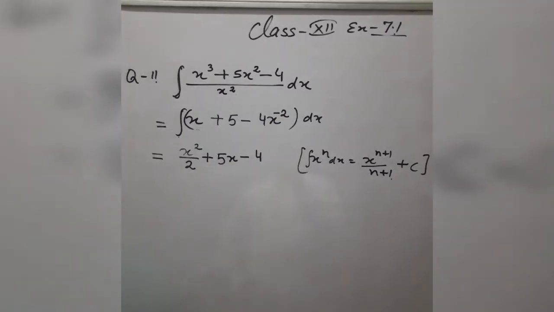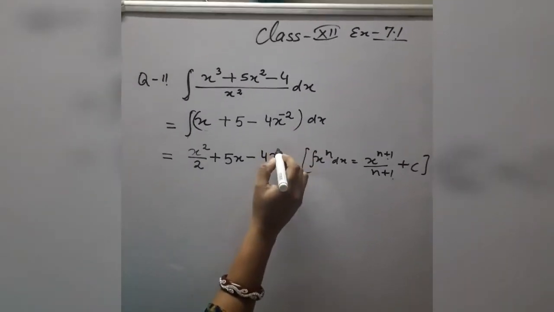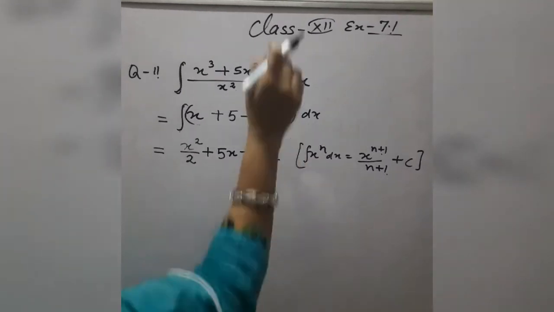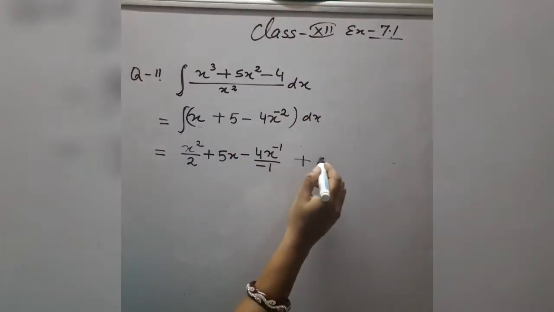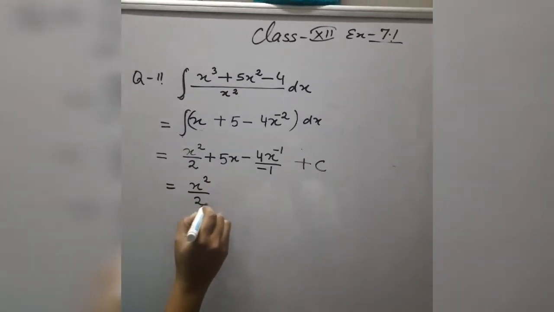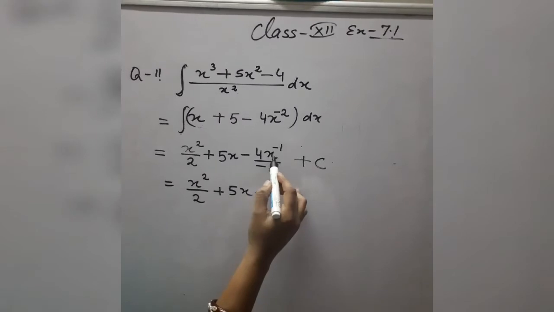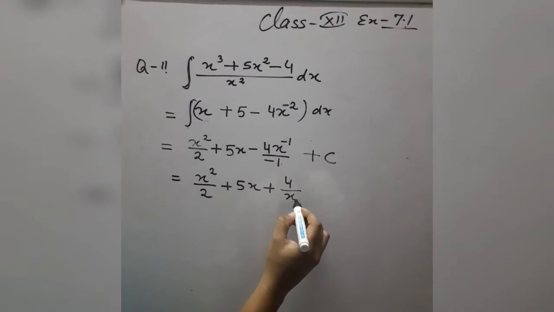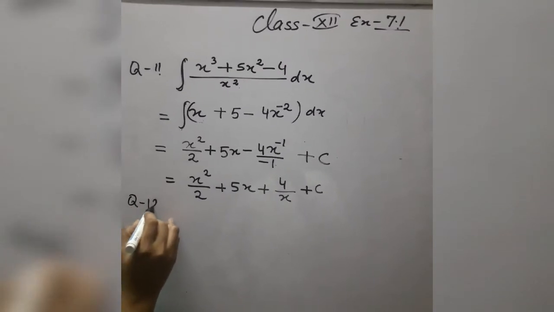Integration of x raised to power minus 2. If you add 1 to the power, x raised to power minus 2 plus 1 becomes minus 1, and divide it by the total power, minus 1, and in the last you will take the integration constant c. And here this minus sign occurs 2 times, minus minus becomes plus. You can rewrite this function after integrating. Minus minus becomes plus, and when you shift x raised to power minus 1 to the denominator, again the sign of the power changes, it becomes plus 1 by x plus integration constant c. So this is the solution of question number 11.